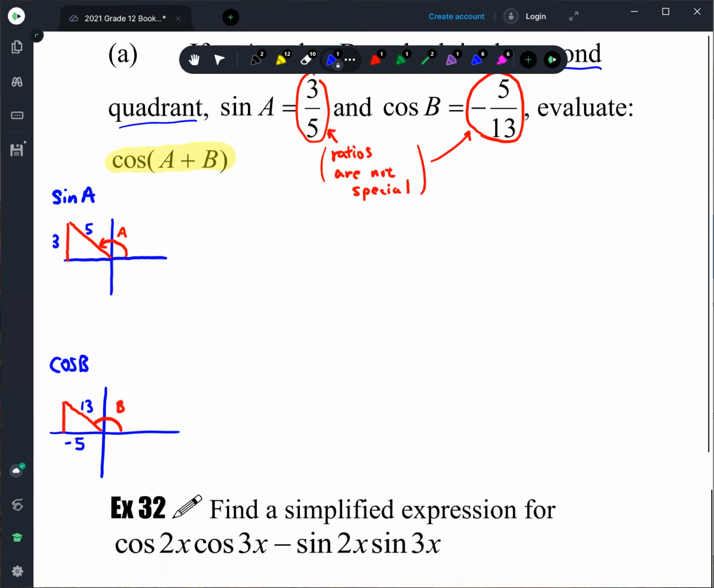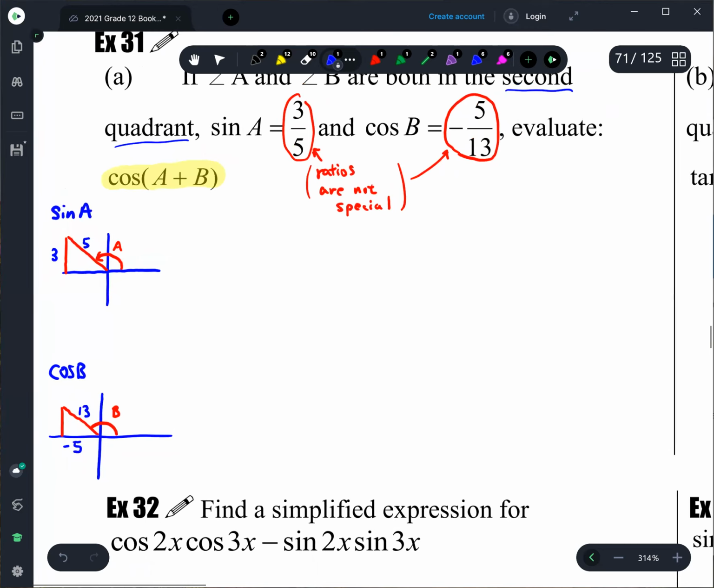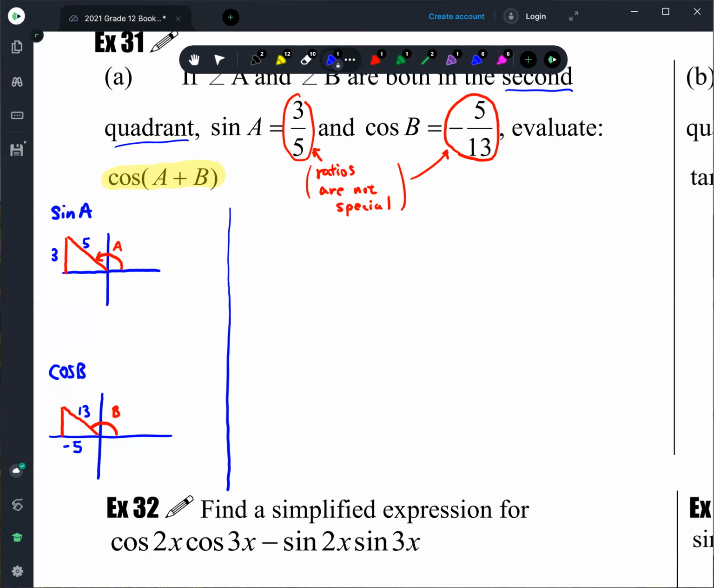Everyone got this part? This is as far as we can do based on the information that they gave us: second quadrant, and they also give you the sides. So we can draw this out. We are trying to collect all the clues. You can draw the line here. Now let's look at how that would help us to do cosine A plus B.